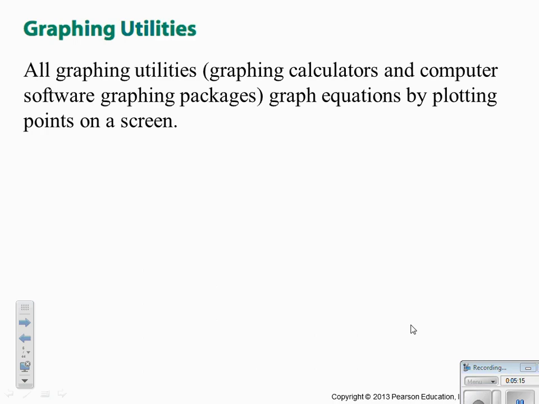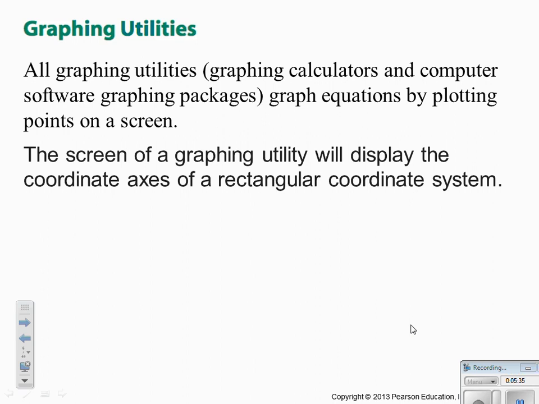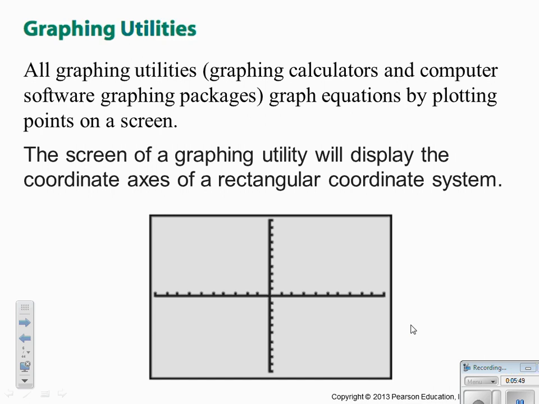All right. So if you're using a graphing calculator or computer software to graph equations, they do so by plugging a whole bunch of numbers into the equation you input and giving you a picture. So it's nothing magical. It's not wizardry. They just are plotting points. So when you're looking at, don't write this down, when you're looking at a graphing utility, it will display coordinates of a rectangular coordinate system. So X coordinates are on the horizontal, Y coordinates are on the vertical. And it usually looks like this for a graphing calculator.